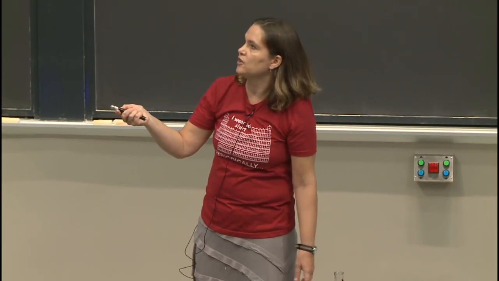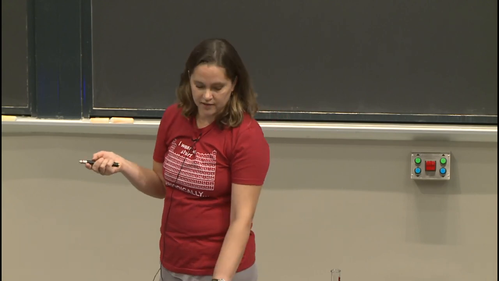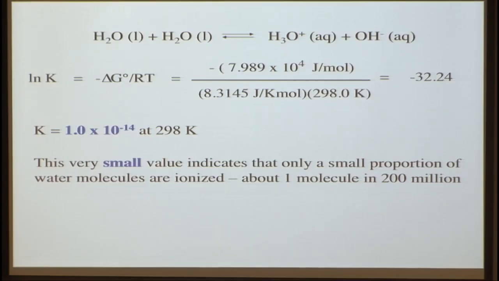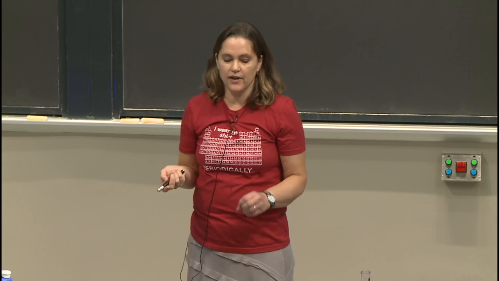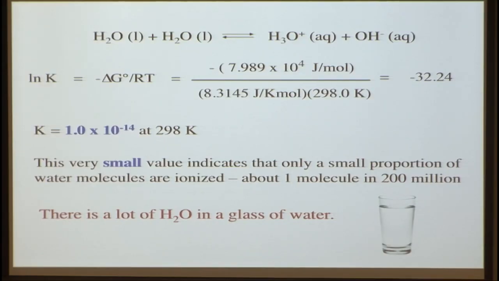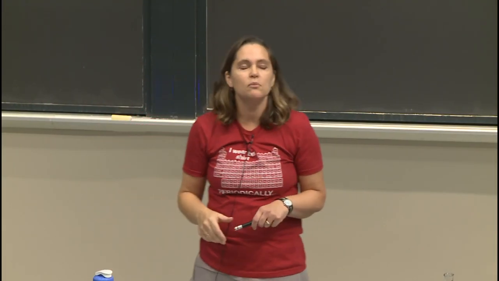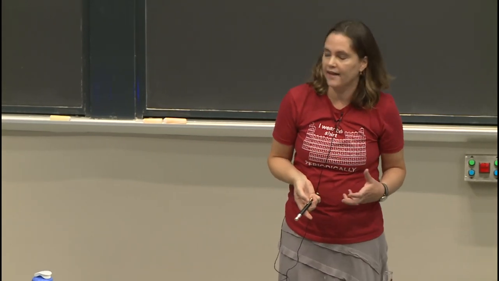You will find that you end up memorizing this value if you do enough acid-base problems. In fact, you might have it memorized already. So this is, in fact, a small value, and that indicates that only a small proportion of water molecules are ionized. About one molecule in every 200 million is ionized. So it's a very, very small value. There is a lot of H2O in a glass of water. In here, it's mostly H2O. Very few molecules are ionized.